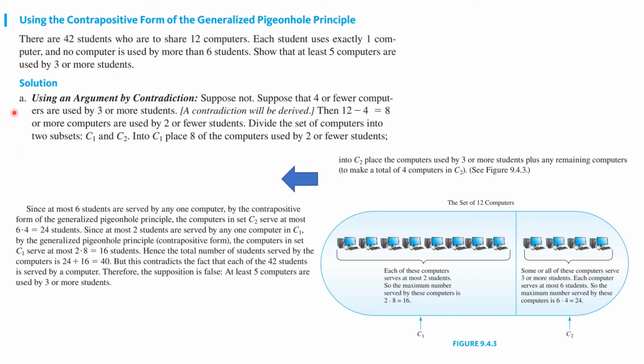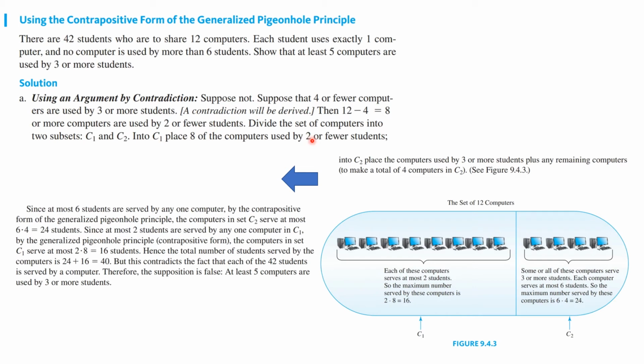So let's start with an argument by contradiction. Suppose not. Suppose that 4 or fewer computers are used by 3 or more students. You see, that's the contradiction, because we're assuming, they said at least 5. If it's not at least 5, then it's 4 or fewer. And we'll derive a contradiction. Then 12 minus 4 is 8 or more computers are used by 2 or fewer.